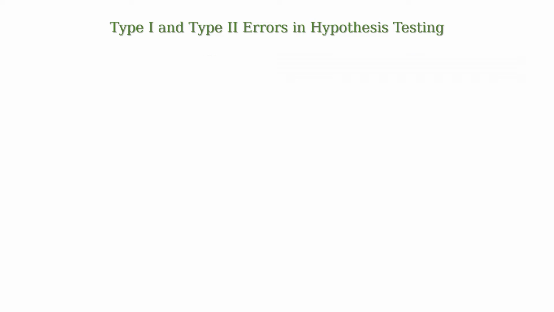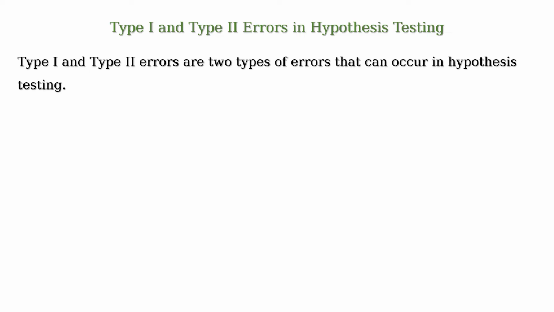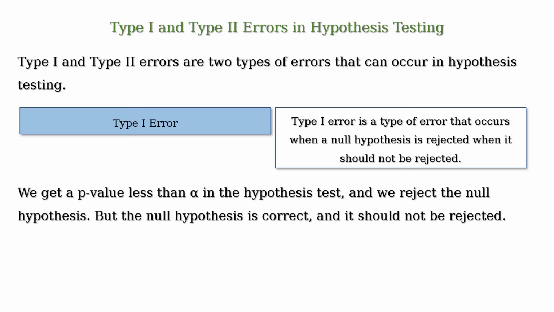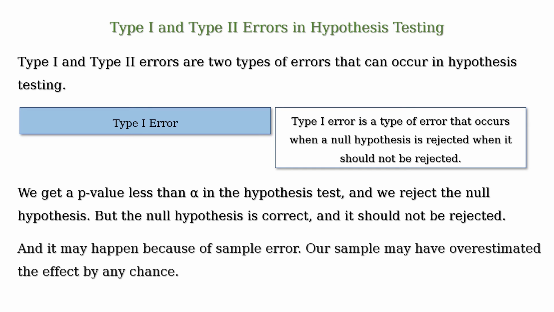Type 1 and type 2 errors are two types of errors that can occur in hypothesis testing. Type 1 error is a type of error that occurs when a null hypothesis is rejected when it should not be rejected. In other words, we get a p-value less than alpha in the hypothesis test and we reject the null hypothesis. But the null hypothesis is correct and it should not be rejected. And it may happen because of sample error.